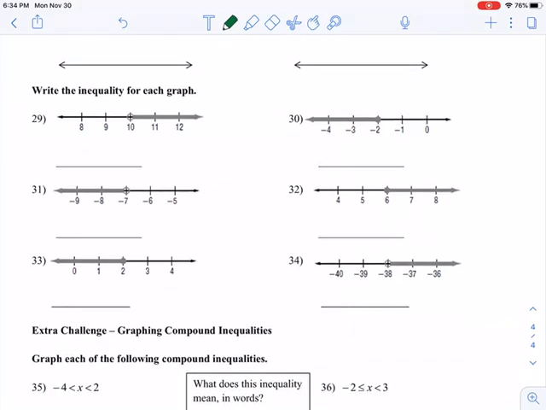All right, and then we have some here where you are writing the inequality for the graph. So this one, you have an open circle at 10 and it is greater than. So x is greater than 10. Number 30, x, and this one has a closed-in circle and it's going to the left. So less than or equal to -2.